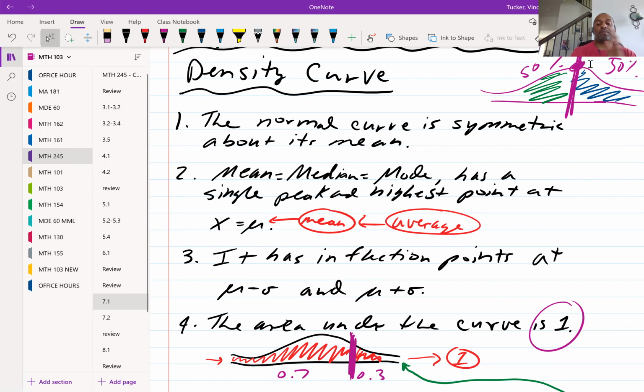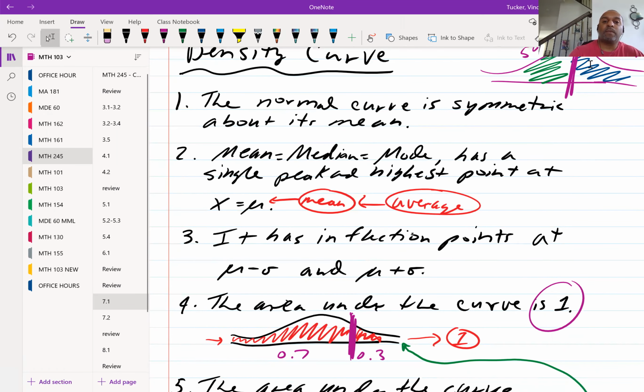So if I know that 0.7 is to the left of this data value that I'm looking at, that means 0.3 will be to the right of it because you're doing 1 minus 0.7. All right, so area under the curve is always equal to 1.